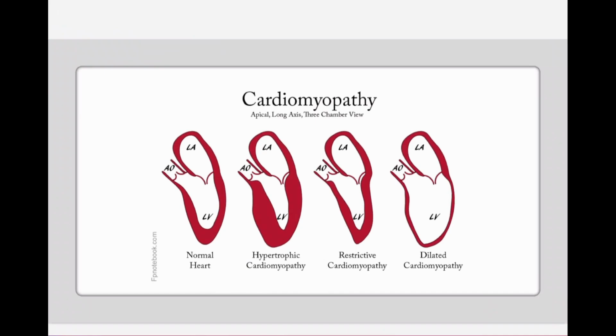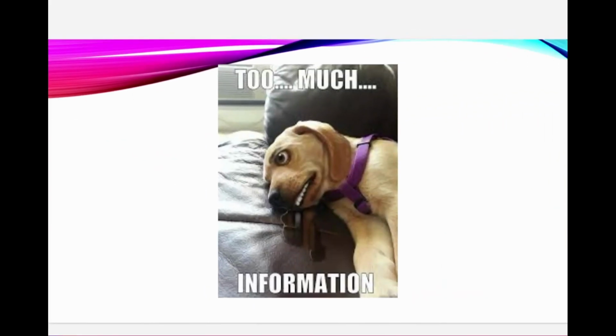So here's a good little slide talking about the different types, and you can see the different wall thicknesses, chamber sizes. Makes you understand the differences between the three: dilated, hypertrophic, and restrictive types of cardiomyopathies. Okay, that's where we were supposed to finish yesterday, or Wednesday, so we'll keep going.